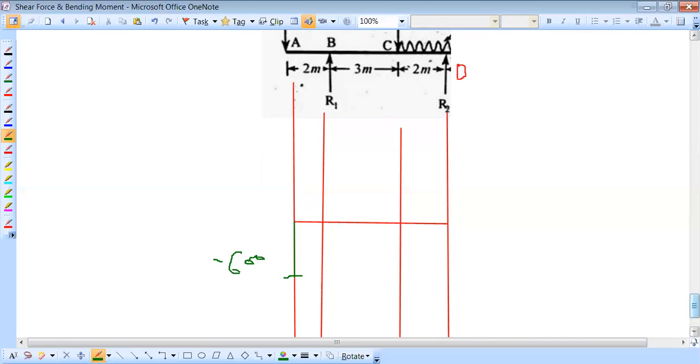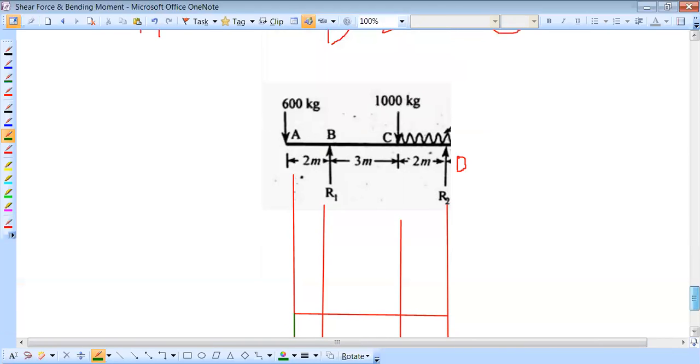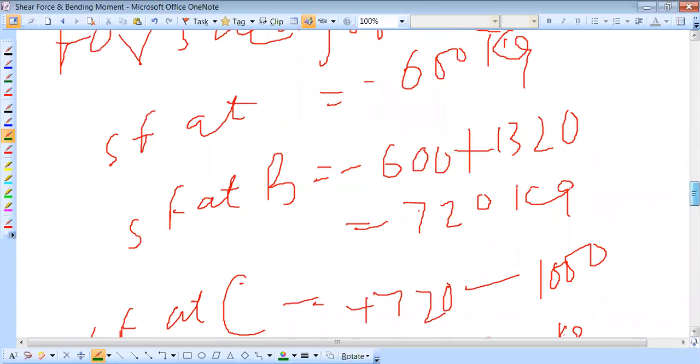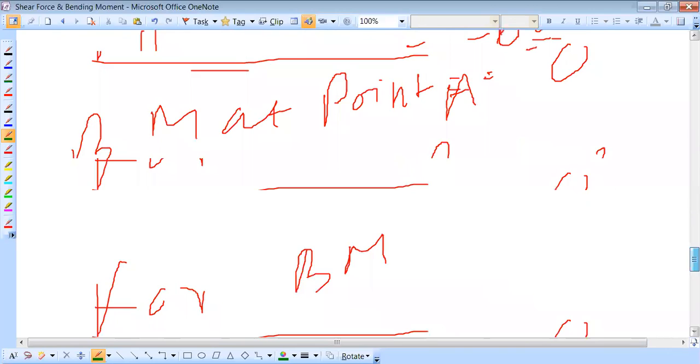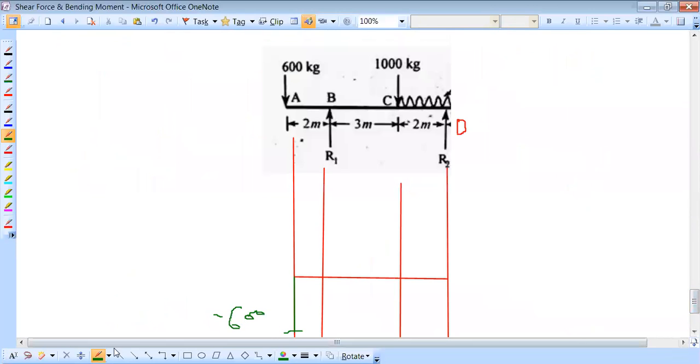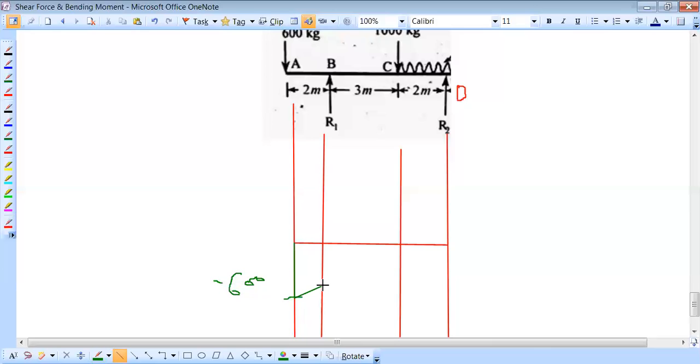So as a point A, as a point B is equal to how much? SF at point B is plus 720. That means no load between the A and B. So this line is a straight line from here to here, and again a straight line from here. This point is how much? 720. Positive 720. And again, no load between the B and C. Here we can see that. So this one also is a straight line.